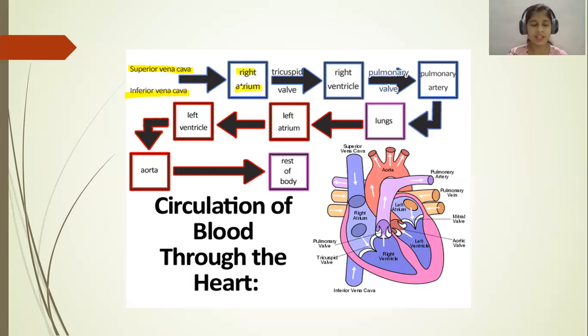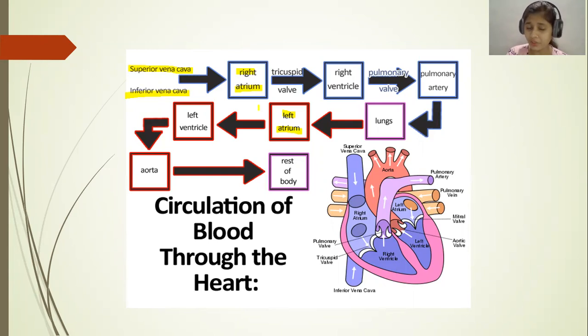At this time, the atria and ventricles are relaxed. Therefore, it is easier for the blood to fill the right atrium. The same thing is happening with the left atrium as well. From the lungs, oxygenated blood is entering the left atrium.